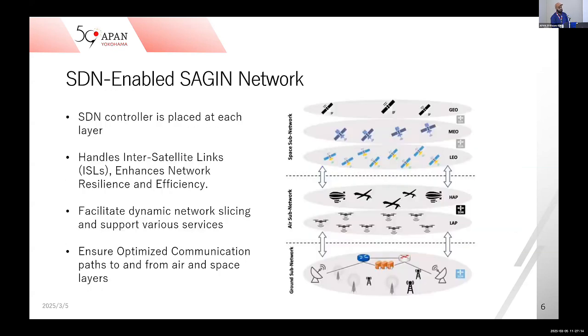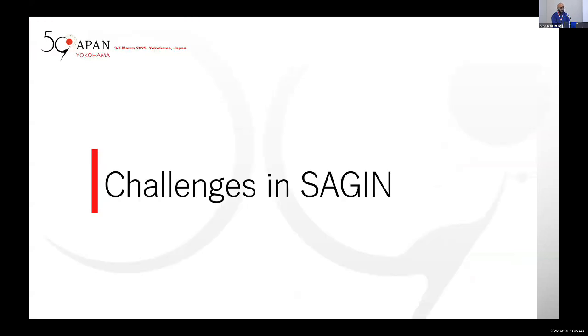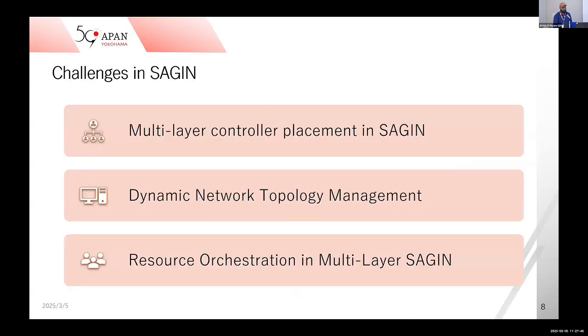If I talk about the SDN-enabled SAGIN network, we propose some solutions. Some of the solutions are related to the SDN controller. In the satellite network, we mostly use ISLs. So how can we improve the ISLs in this case, and which ISLs are suitable to perform the task? We will also discuss that. The challenges that we faced in our research: the first challenge was multi-layer controller placement in SAGIN. The second challenge was dynamic network topology management. And last but not least, we faced resource orchestration in multi-layer SAGIN.